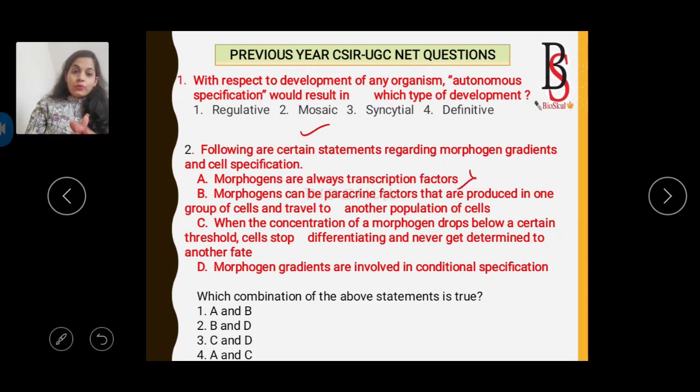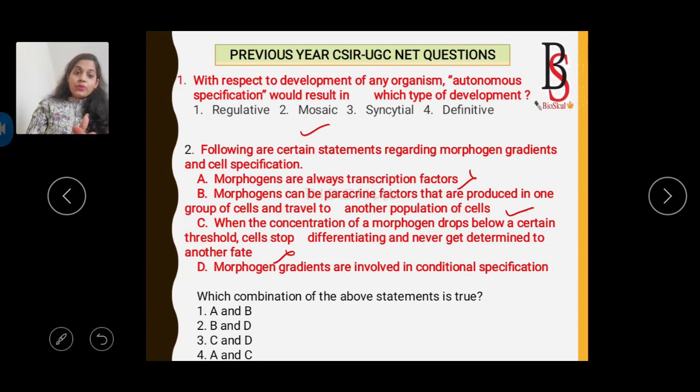Option B. Morphogens can be paracrine factors that are produced in one group of cells and travel to another population of cells. Yes, morphogens are paracrine factors. They are produced from one group of cells and they can travel to another population of cells. Option C. When the concentration of morphogen drops below a certain threshold, cells stop differentiating and never get determined to another fate. No, it's wrong.